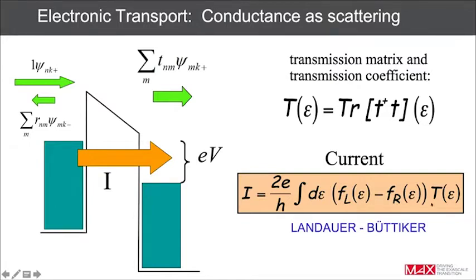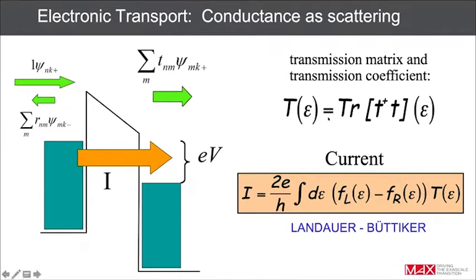Okay, so this is a very simple integral. If you know the shape of this transmission energy, which is just a function that you can calculate, you have the current. And with the current, of course, you have the resistance too, if you know the voltage. And this is what is traditionally called the Landauer-Büttiker formulation of conductance in nanosystems, as conductance as a scattering.